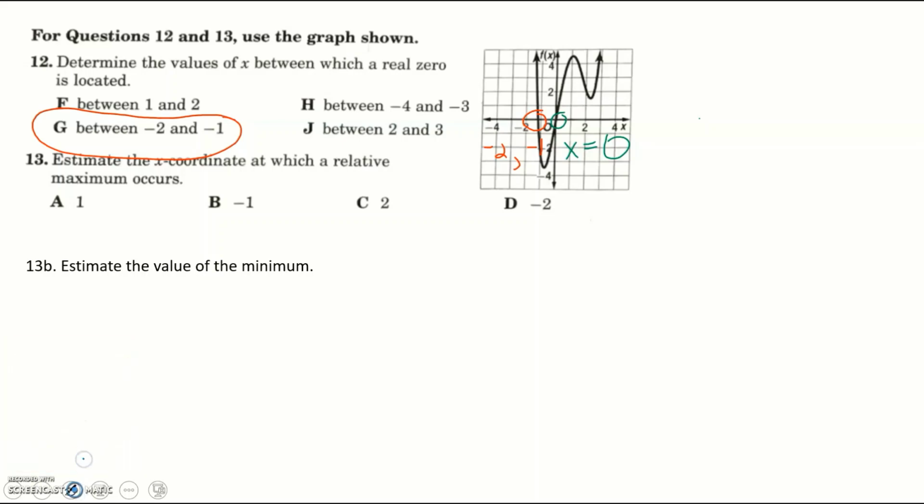Then on that same graph, estimate the x-coordinate at which a relative max occurs. So here's our relative max. It's the only relative max, right? Here's a min, here's a min.